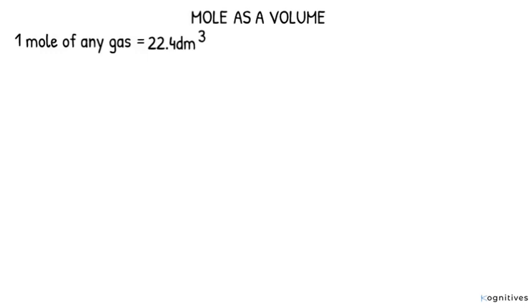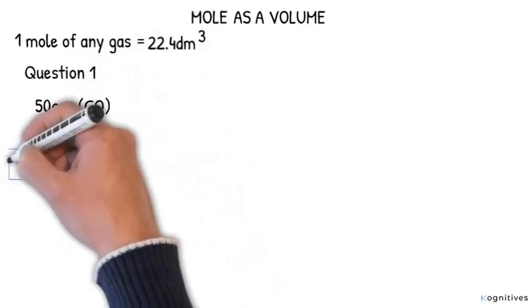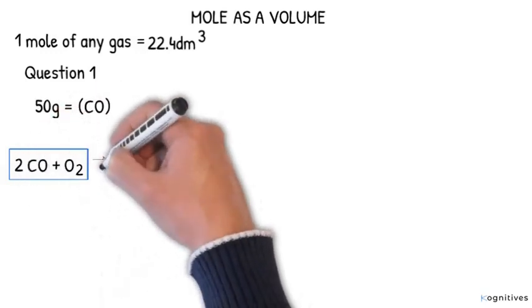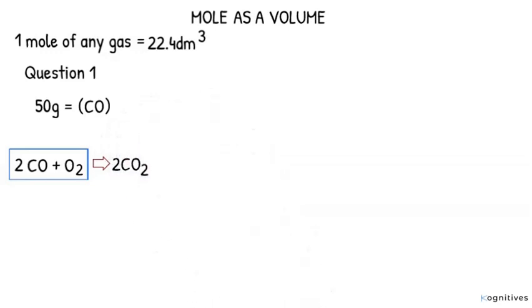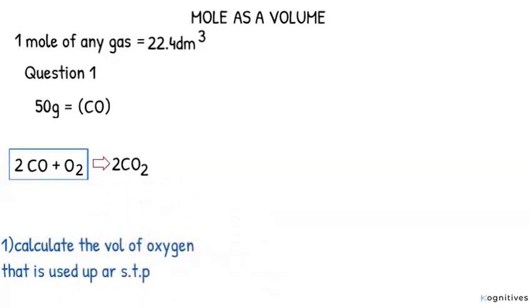We have seen how the mole can be converted to a number, can be converted to a mass, and can be converted to a volume. Let us apply this newfound knowledge by using analytical questions. Let's take the first question. 50 grams of carbon monoxide is burnt according to the equation below to produce carbon dioxide. The equation is 2CO plus O2 gives us 2CO2. Calculate the volume of oxygen that is used up at STP.